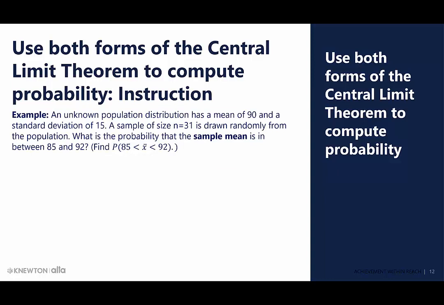Here we go. An unknown population distribution has a mean of 90 and a standard deviation of 15. A sample size of 31 is drawn randomly from the population. What is the probability that the sample mean is between 85 and 92? So we're trying to figure out the probability that the sample mean is between 85 and 92. Probability means normal CDF, so we're going to use normal CDF.